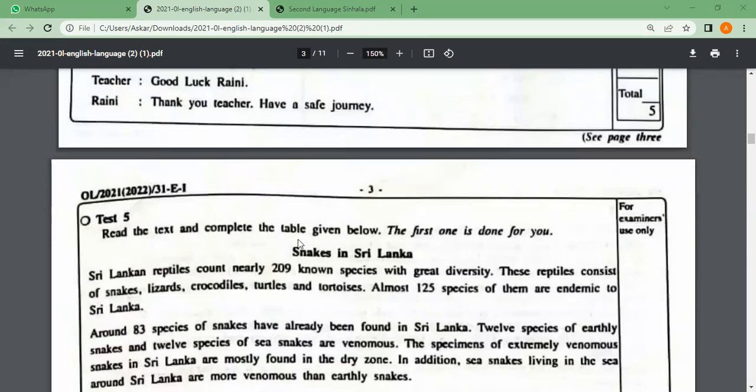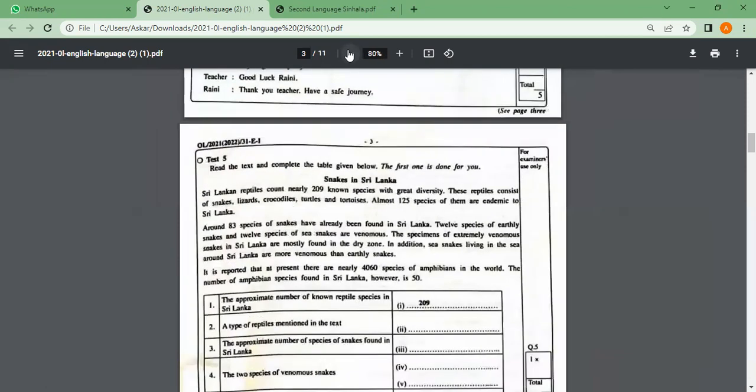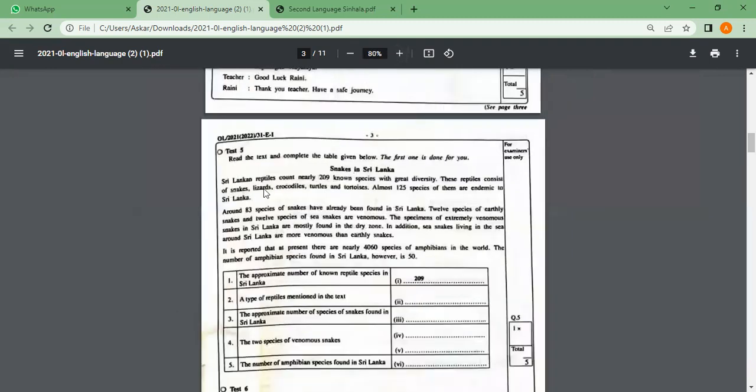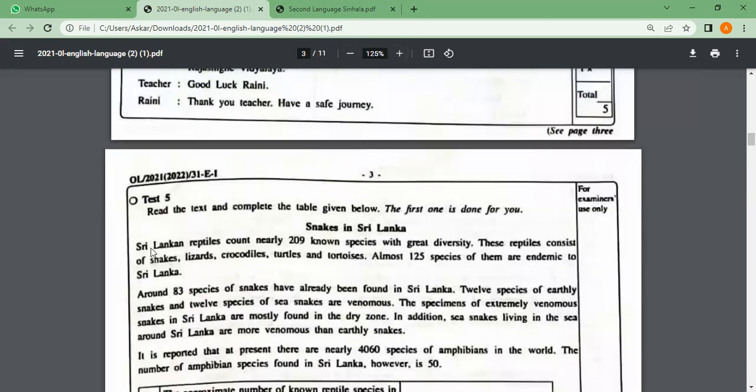Okay, now we will go on to the next test, Test 5. So, read the text and complete the table given below. The first one is done for you. Snakes in Sri Lanka.